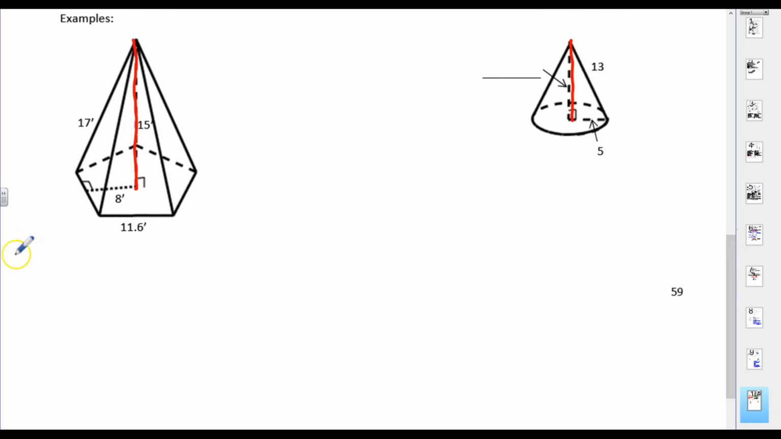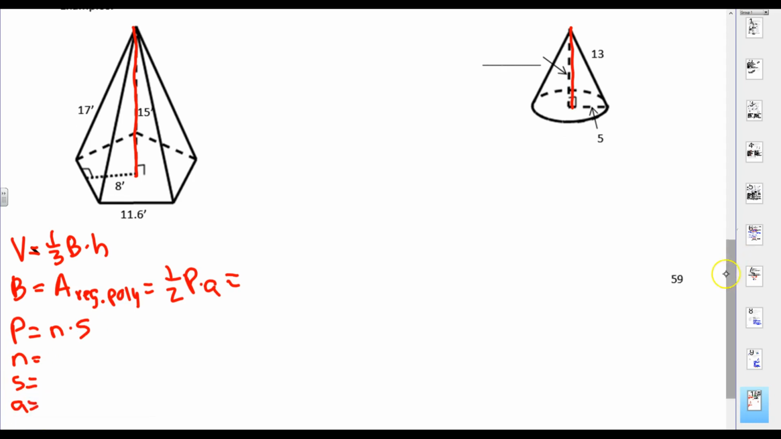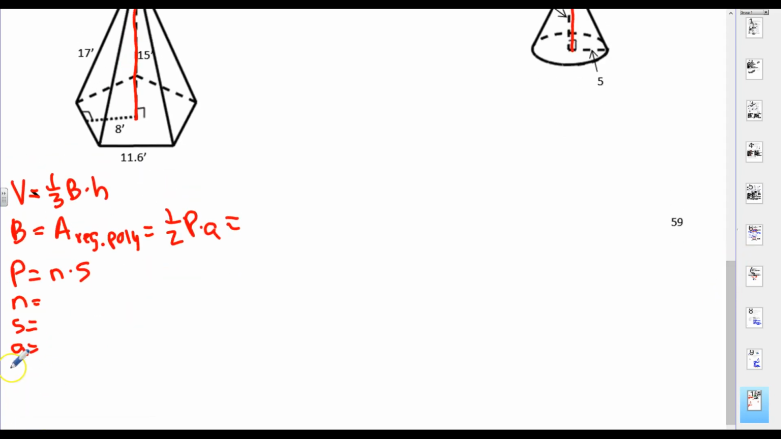So I want to do volume equals 1/3 area of the base times the height. Well, your base in this case is in fact a pentagon. So it's going to be the area of a regular polygon, as we've been doing a lot, which is 1/2 perimeter times apothem, which means we need a perimeter, which is the number of sides times the side length. So we need number of sides, and we need side length, and we need an apothem. And I also need a height. And if we find all these variables, we have everything we need for the problem.